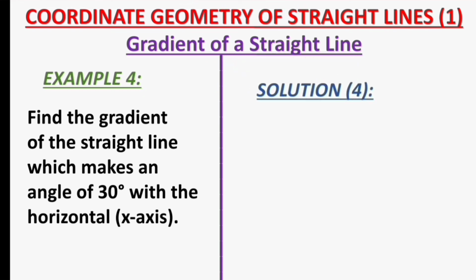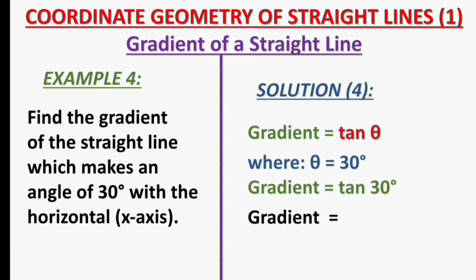Let's see the solution to example 4. But before we do that, can you remember the formula for the gradient of a straight line which involves the angle between the straight line and the horizontal axis? Let's see if you can. The gradient of a straight line is equal to tan theta. I hope you got that right.